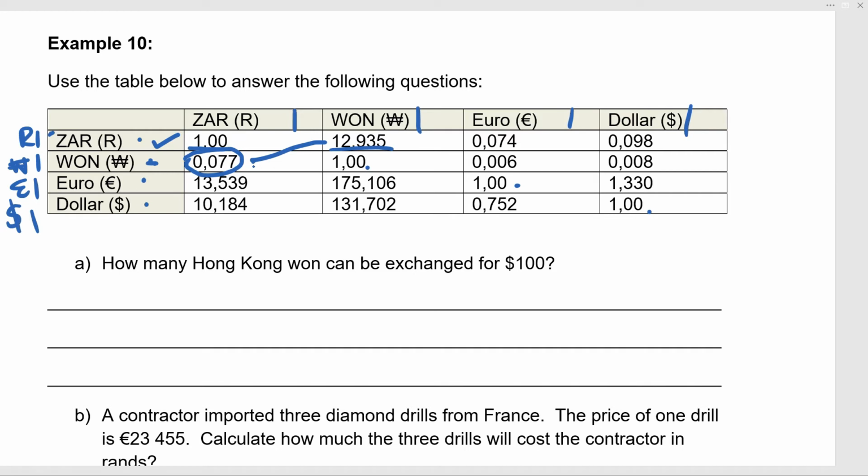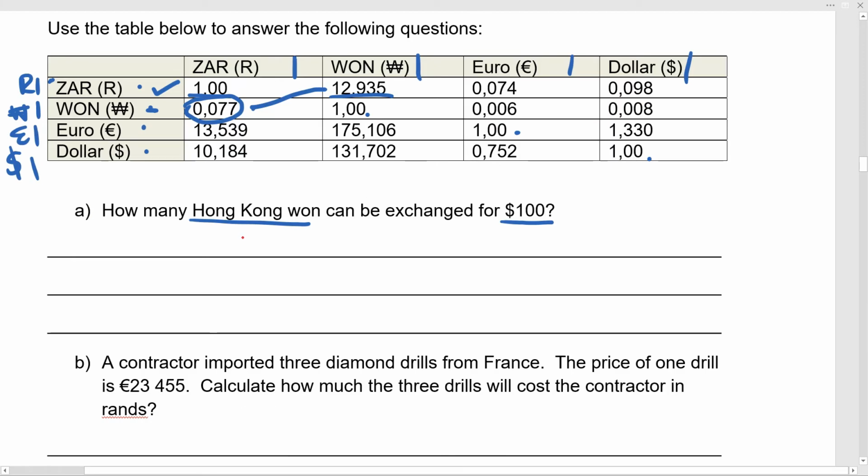We're going to use either one of those to do the next calculation. The question is, how many won can be exchanged for $100? So now we're going to be looking at dollars and won together.